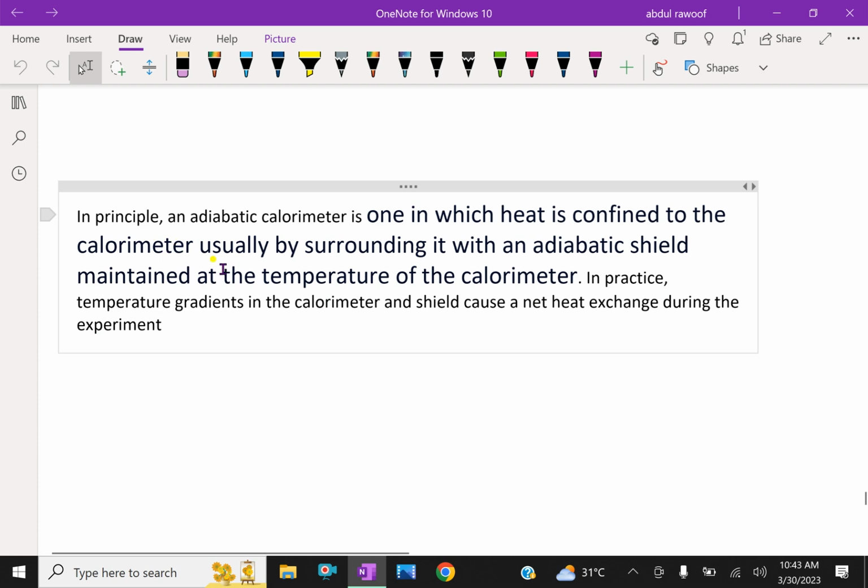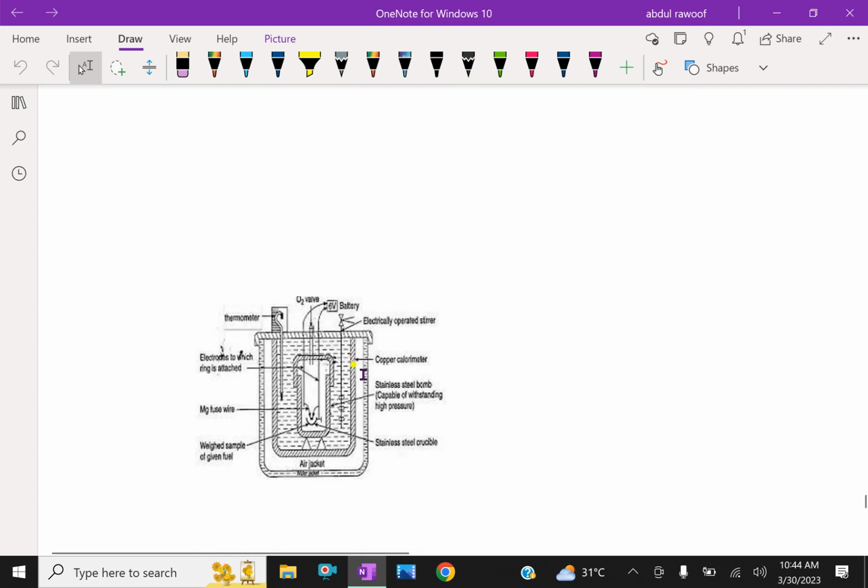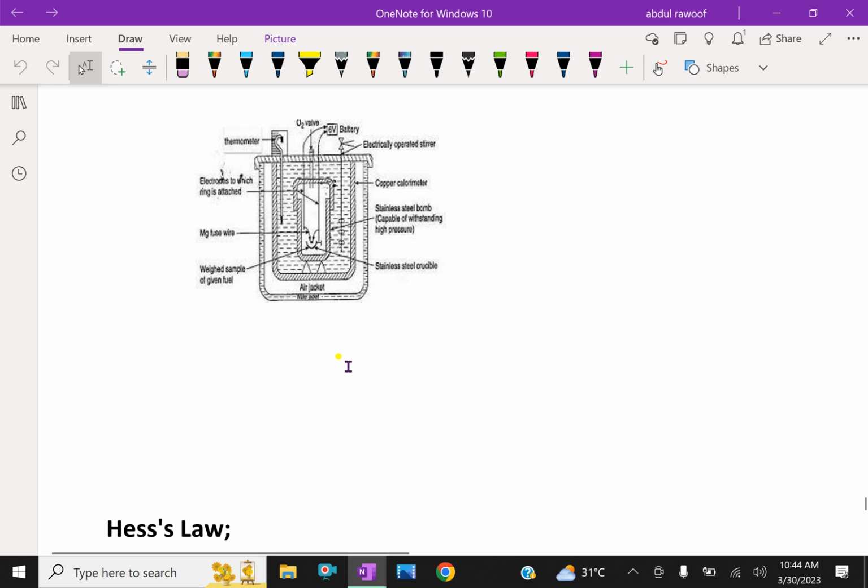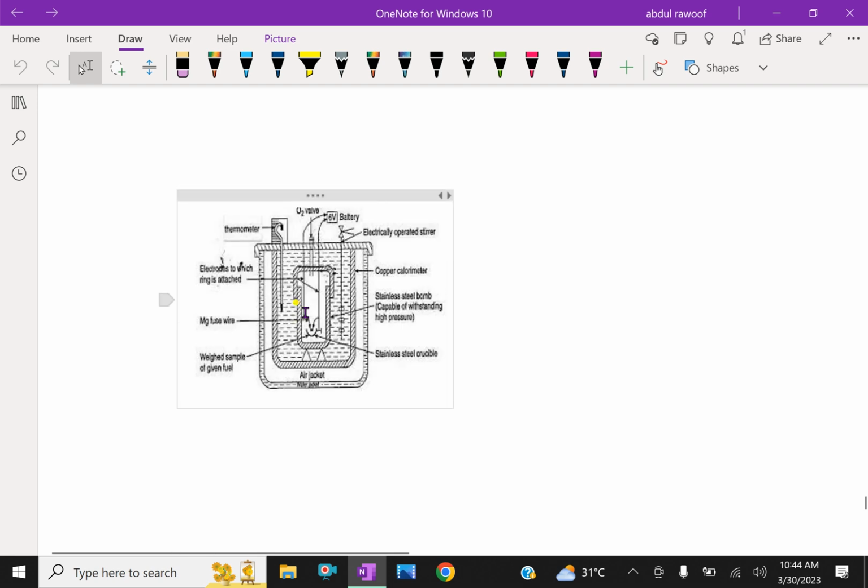In principle, an adiabatic calorimeter is one in which heat is confined to the calorimeter, usually by surrounding it with an adiabatic shield maintained at the temperature of the calorimeter. In practice, temperature gradients in the calorimeter and shield cause net heat exchange during the experiment. This is an adiabatic calorimeter. We will discuss further about this one.